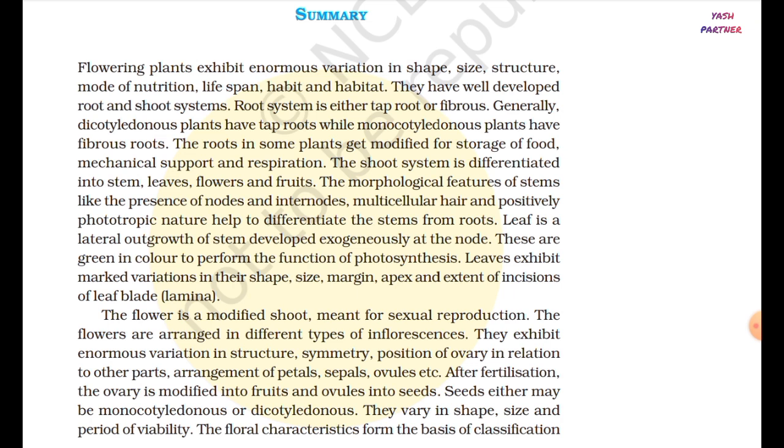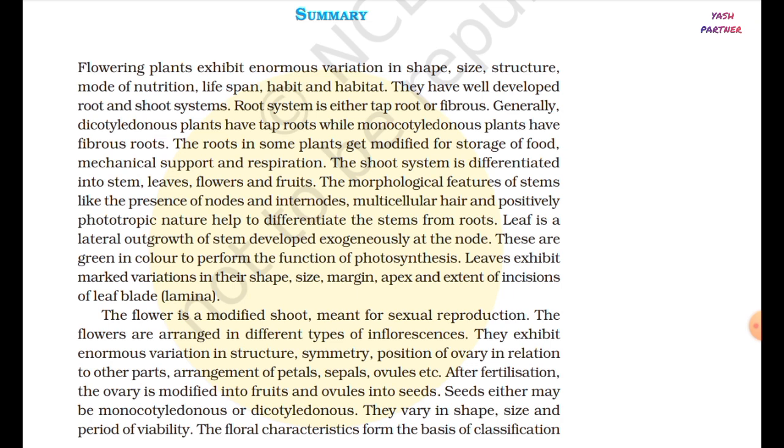The morphological features of stem, like the presence of nodes and internodes, multicellular hairs, and positively phototropic nature, help to differentiate the stems from roots. Leaf is a lateral outgrowth of stem developed exogenously at the node. These are green in color to perform the function of photosynthesis. Leaves exhibit marked variations in their shape, size, margin, apex, and extent of incisions of leaf blade lamina.